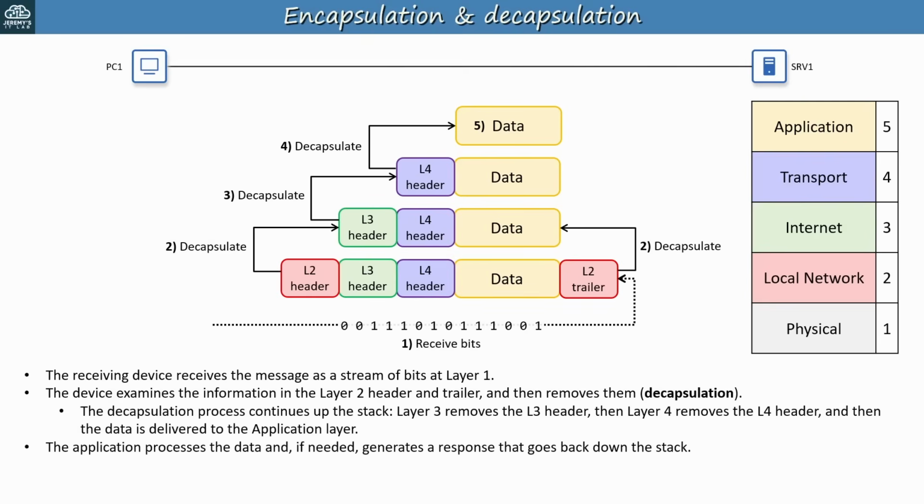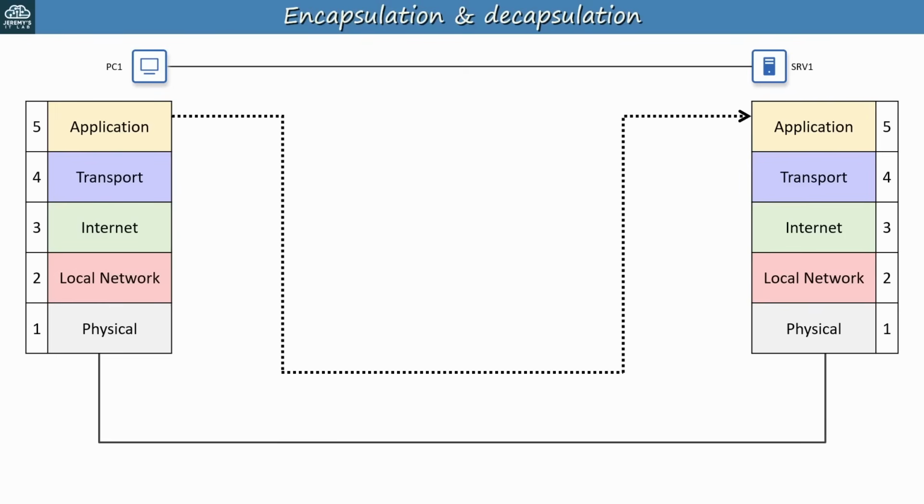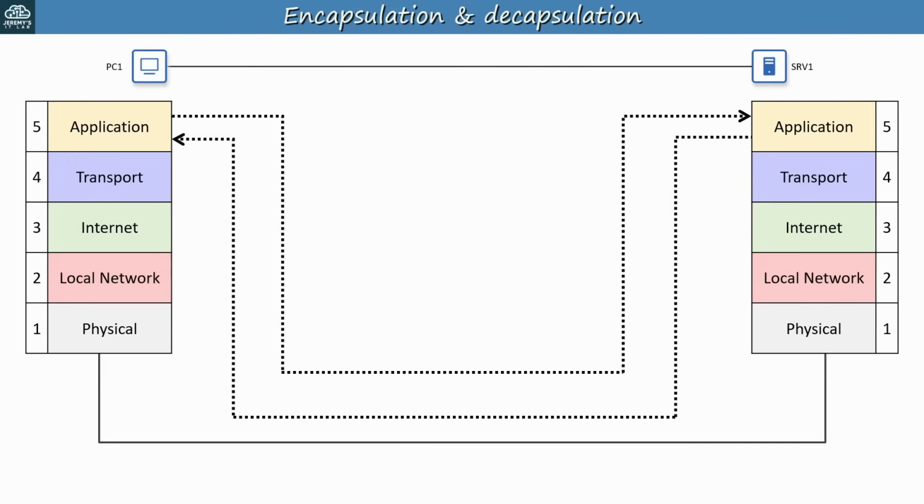Now the application processes the data, and if needed, generates a response that goes back down the stack and is then transmitted back to PC1. So that's the decapsulation process, which is basically the encapsulation process in reverse. Each device has its own network stack. A message from PC1 goes down its stack, crosses the wire, and then goes up server 1's stack, where the application layer processes it. The response does the same thing in the opposite direction. It goes down server 1's stack, is sent over the wire to PC1, and then goes up PC1's stack, where the data is interpreted by the application.